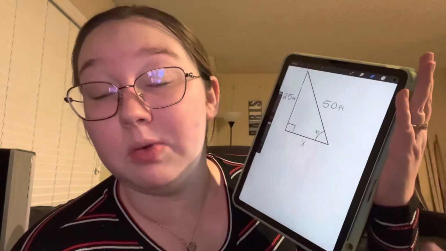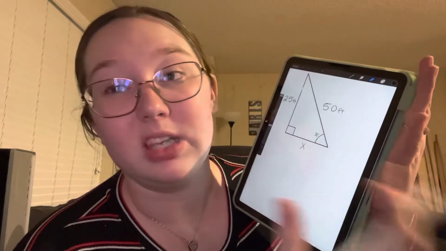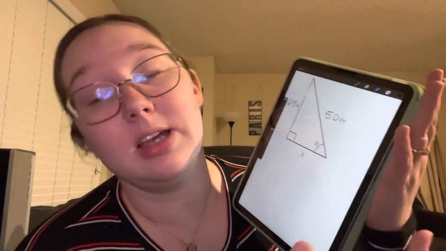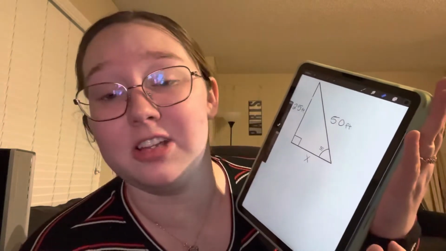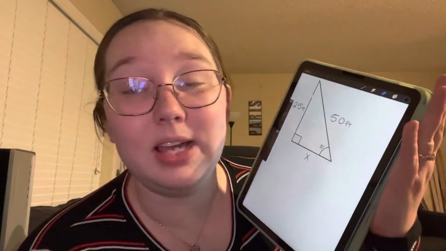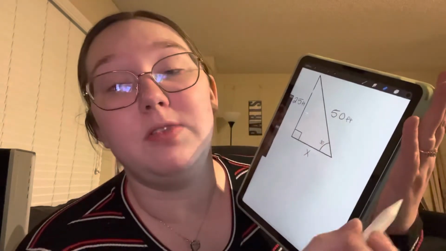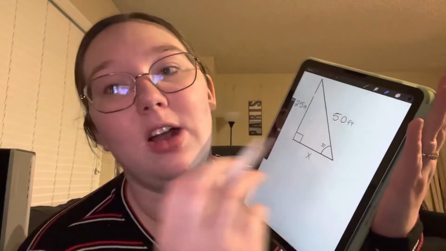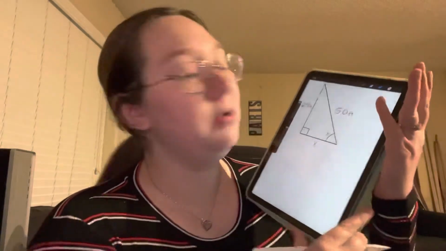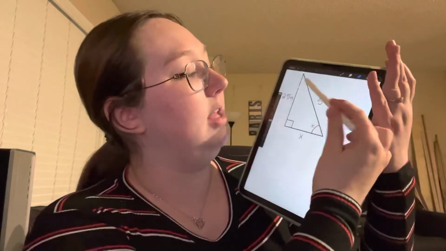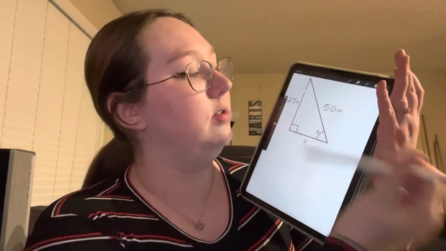If we were using a different formula, we'd be using SOHCAHTOA, and we could do that as well as the Pythagorean Theorem. I will be showing you the other way using SOHCAHTOA, but today we're going to be focusing on our Pythagorean Theorem. So with Pythagorean Theorem, we always have to look at the lengths of our triangle.